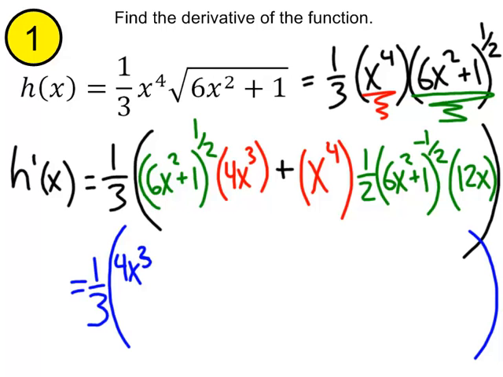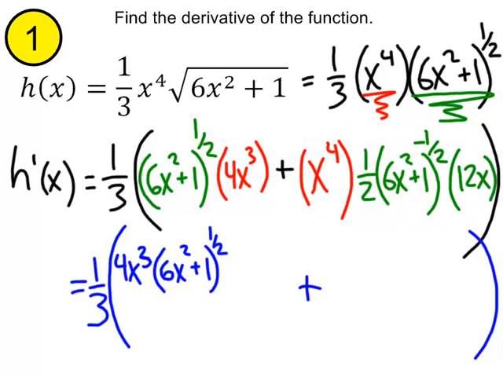Oops, that's to the 3rd power. And then 6x squared plus 1 to the 1/2 power. I'm going to leave a little bit of space afterwards, and then put plus, and now I'm going to address this mess here.